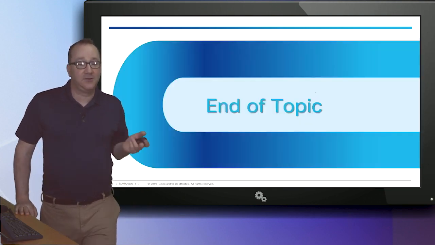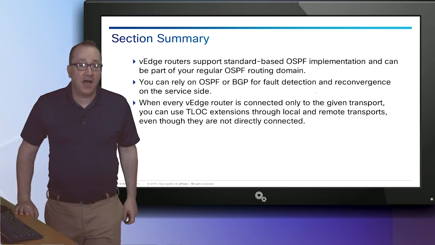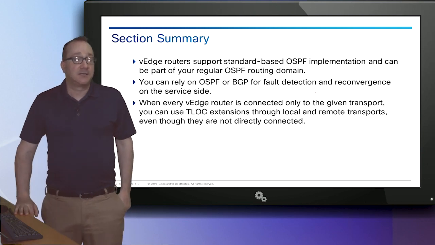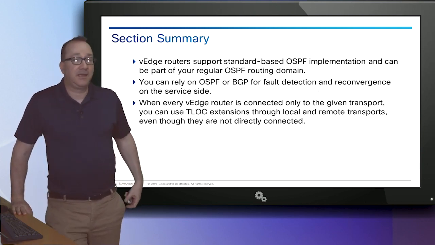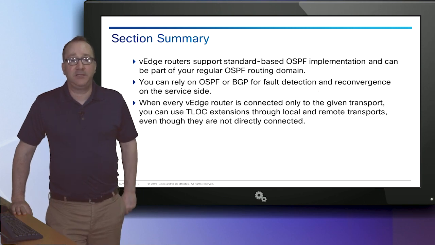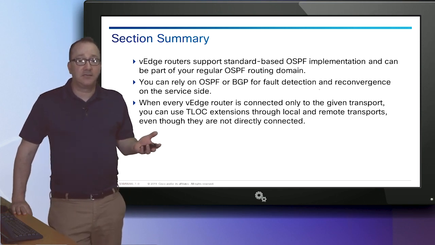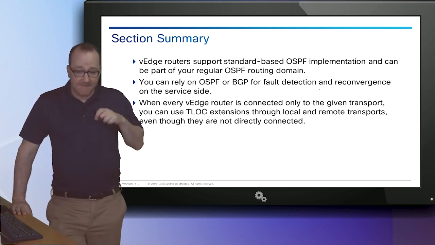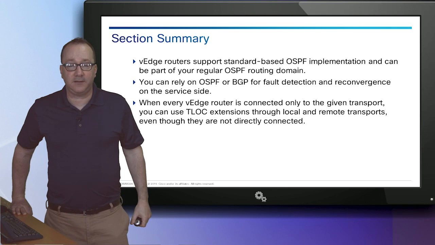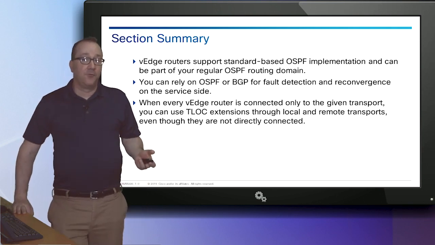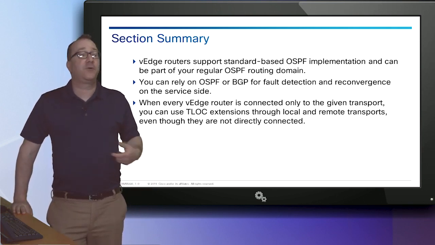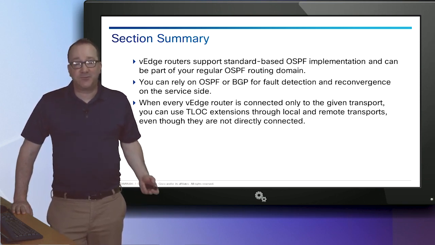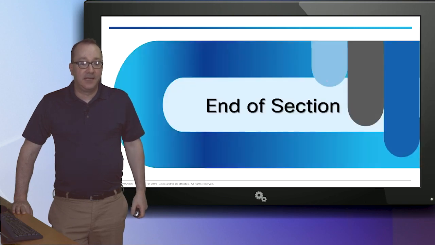That concludes the TLOC extension section, and it also concludes this section of the class. Basically, we've been talking about how vEdge routers support BGP and OSPF, and we can be part of your regular OSPF or BGP domain. We also have fault detection using BFD, bidirectional forwarding detection. We also measure the quality of experience on each interface to see if it's working correctly. And whenever a vEdge router is connected only to one transport, we can use the TLOC extensions to connect through the local and remote transports, even if they're not directly connected. And that concludes this section.